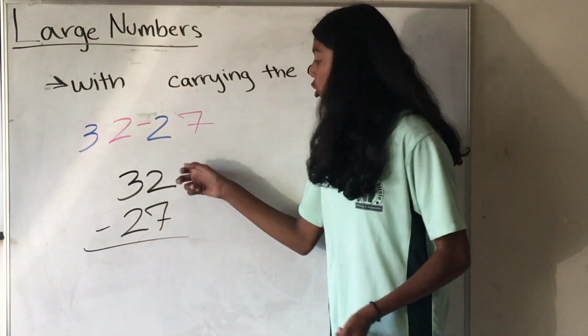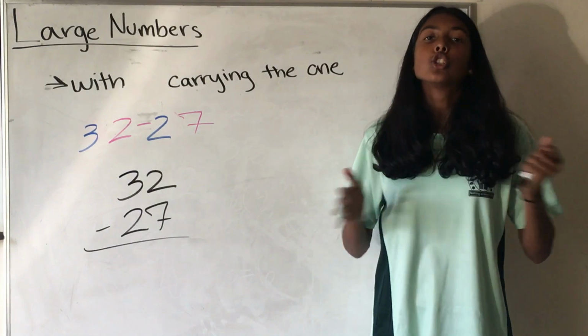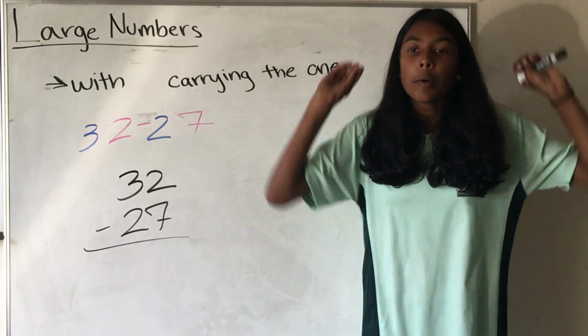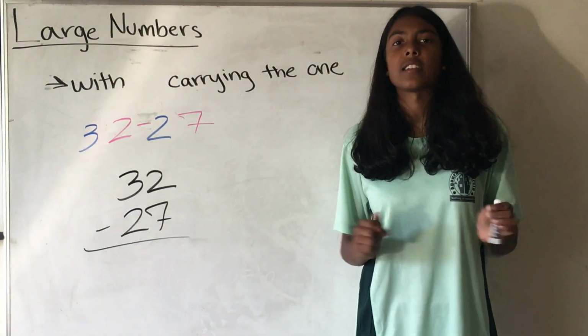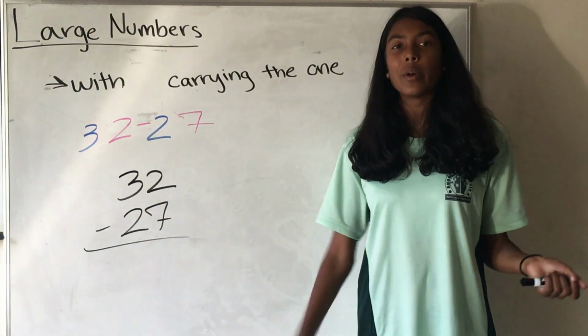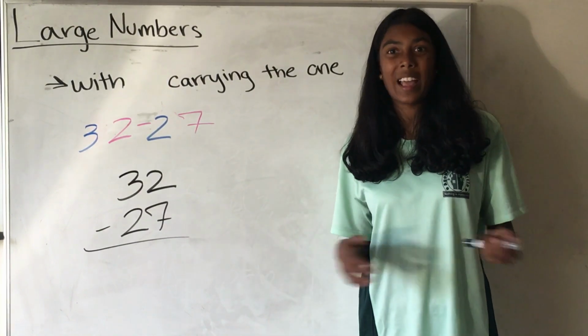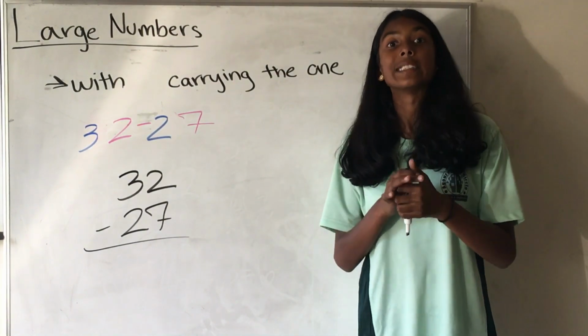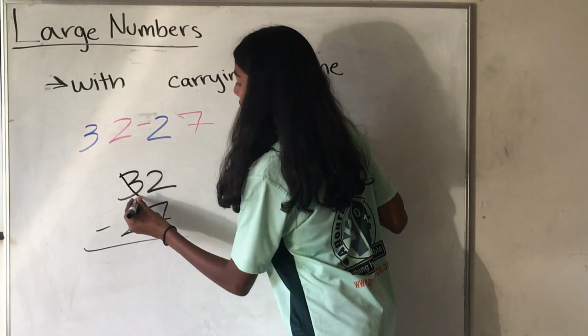So 2 minus 7. I'm pretty sure that 2 is less than 7. So we're just going to pause and take a moment and be like, how can I fix this? In addition, we carried the 1 when we had like 6 and 5, and together they make 11. And we can't write that in the unit spot. So instead, what we're going to do is we're going to do some tricky stuff.